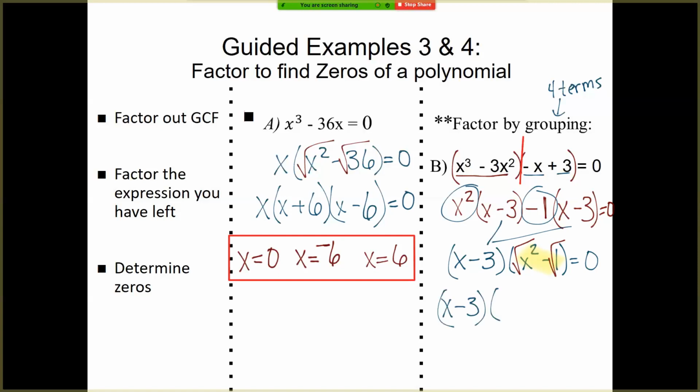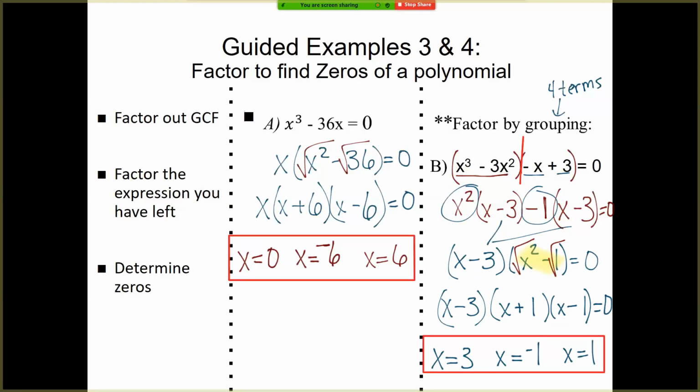Yeah. x squared is a perfect square because x times x is x squared. 1 is also a perfect square, but it's often overlooked. 1's a perfect square because 1 times 1 is 1. So x squared minus 1 factors further into x plus 1 and x minus 1. So now that we have these three factors, we're going to set them equal to 0. x equals 3, x equals negative 1, and x equals positive 1 are our three answers there.